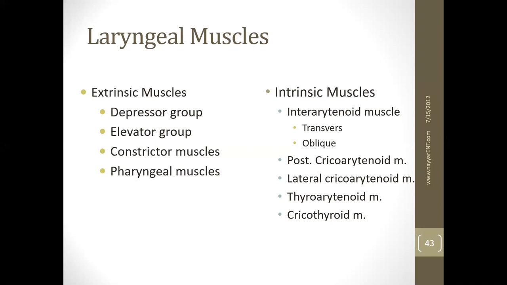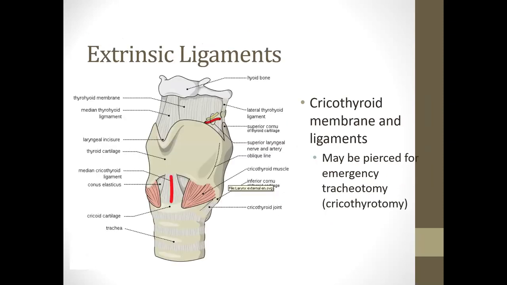Then we have the lateral cricoarytenoid muscle, which is an adductor. So the principal abductor muscle is the PCA, the posterior cricoarytenoid muscle, which is responsible for maintaining your airway. We have the thyroarytenoid muscle, which is an adductor, it brings the vocal cords together, and it also gives you part of the vocalis muscle, which is found in your true vocal cord. And the cricothyroid muscle, which we find outside the larynx, as we noted, and it's responsible for tensing your vocal cords.